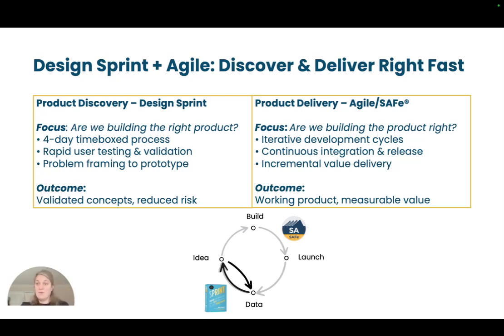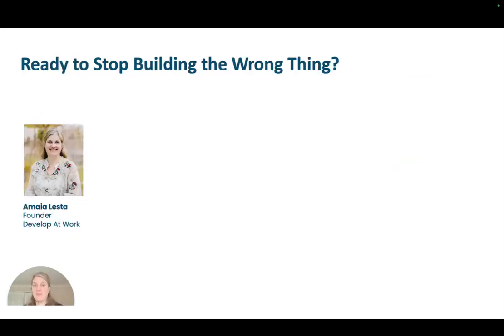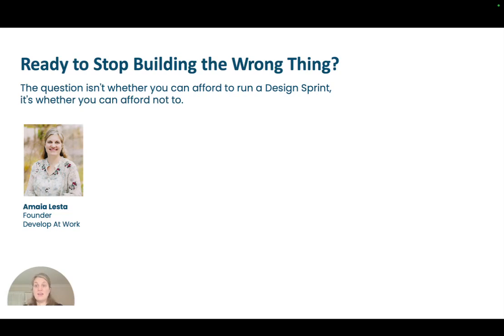So effectively, when you combine product discovery with Agile software development, what you are getting is effectively the right product that users are willing to use, built in the right way, with the functionality and usability expectations of those users. Are you ready to stop building the wrong thing? The reality is nowadays, the question is not whether you can afford to run a design sprint and do product discovery. It's whether you can afford not to invest those 4 days on making the decision of what is the right thing to put your focus on.